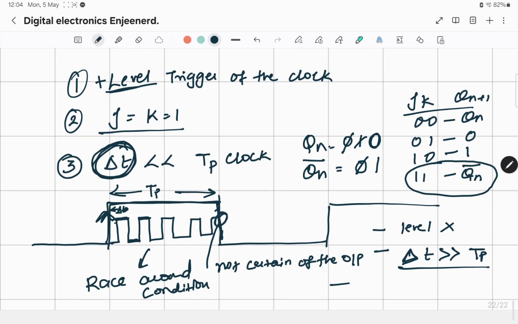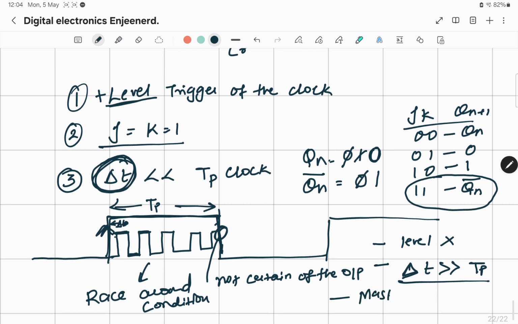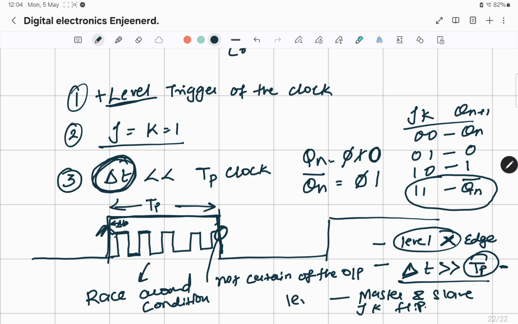Another method to remove the race around condition is to use a master and slave JK flip-flop. So by not using level triggering and using edge triggering, of course you can remove the race around condition. The second method is by increasing the propagation delay or making your clock time very small compared to the propagation delay, but this is a bit tedious to do. The last one is with level triggering: if you are using a master and slave JK flip-flop, you can remove the race around condition.